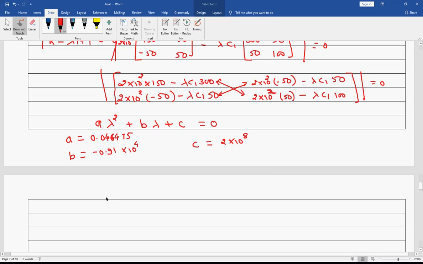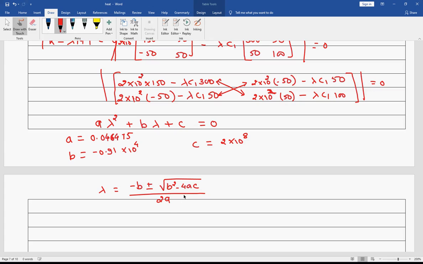Now, since these are known, I want lambda's value. Lambda equal to, basically it's a quadratic equation, it will have two values: minus b plus minus under root of b square minus 4ac divided by twice a. So from this I will get lambda 1 and lambda 2. I am interested in these values, so just try to find out lambda 1 and lambda 2.